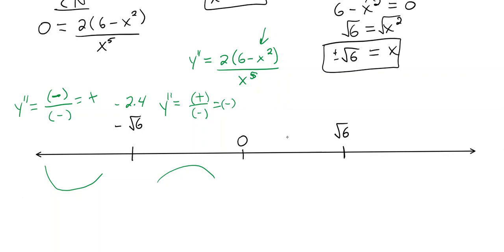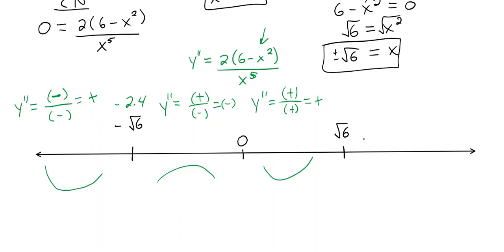Okay, and then moving on to the next one. So this would be maybe 1, right? We could try the number 1 or any number in between there. We don't even really need to write it out again, just doing that so you could see. Y double prime: if I threw positive 1 in there, that's going to be 6 minus 1, which is positive. So the numerator will be positive, and the denominator will be positive, right? 1 to the power of 5 is still positive. So that's coming out positive, and we're going to be concave up in this section.